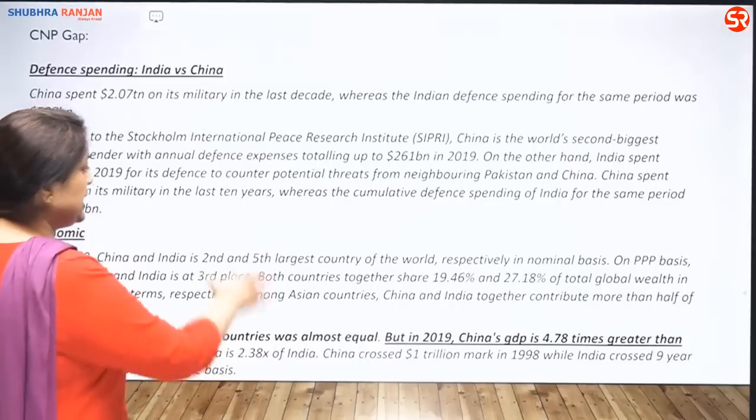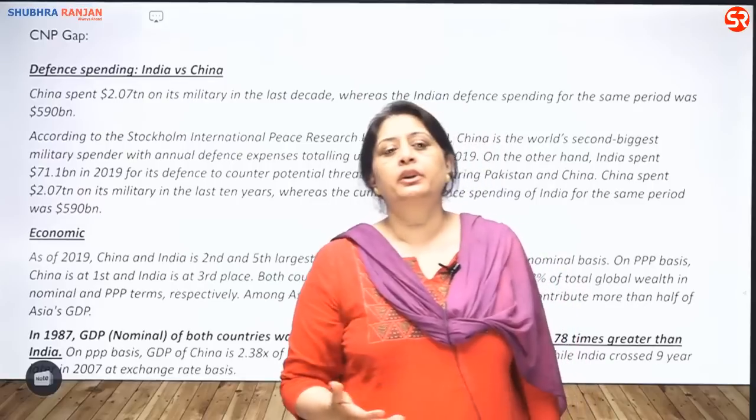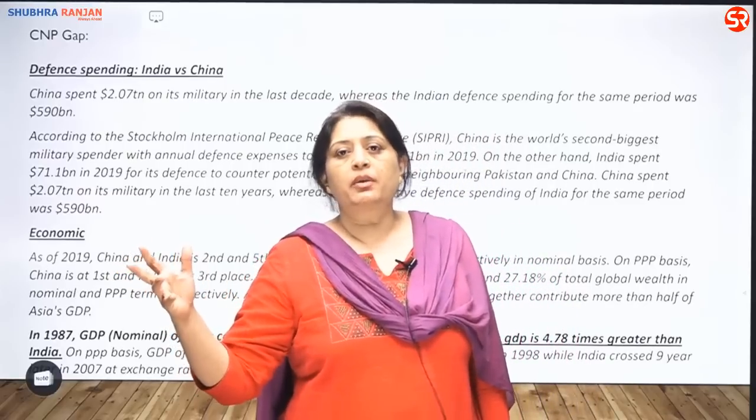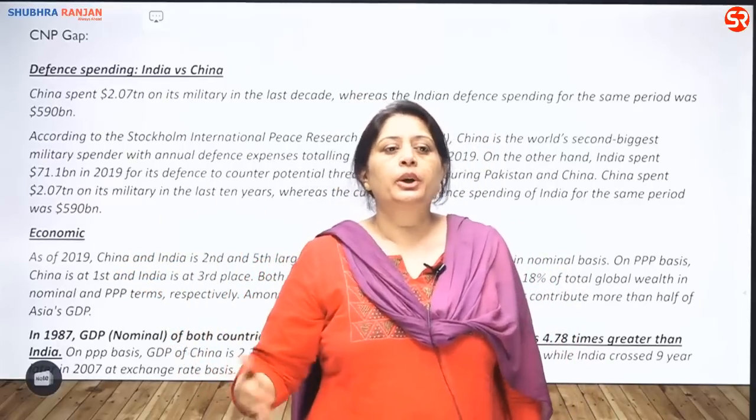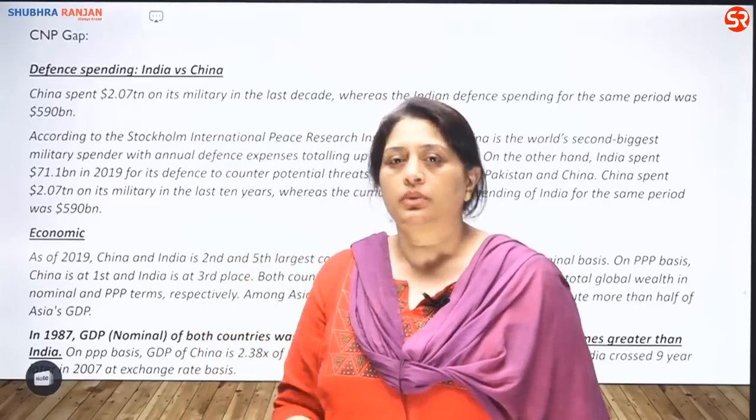Now, this is a comparison between Chinese power and Indian power. So in terms of potential power, you say that there is a big gap, but the real power is always tested in the battlefield. So nothing to fear.